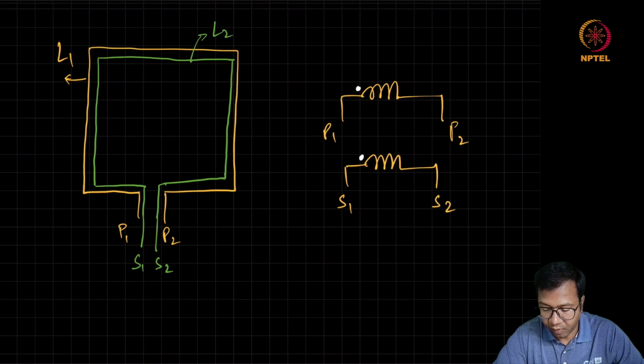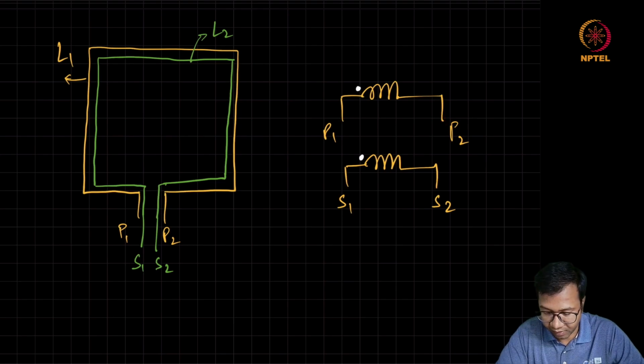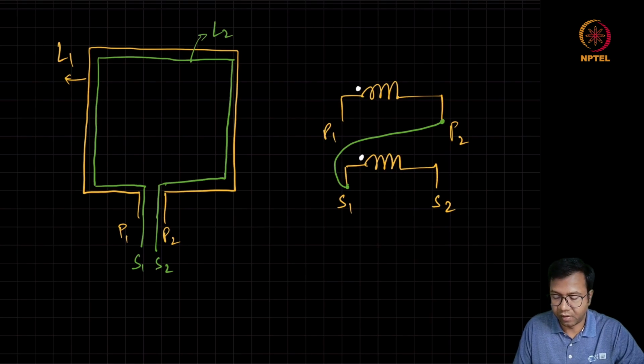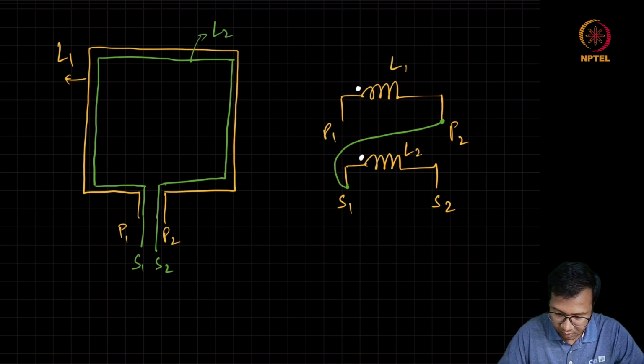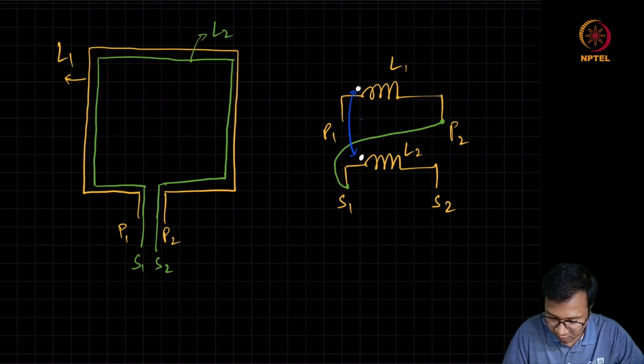And in such a scenario, if you want to connect these terminals in such a way that we get an increase in the effective inductance, we should then connect P2 to S1. If we do it like this, then the inductance between P1 and S2 is going to be, this is L1, L2. Let's say it has a coupling of K12 or a mutual inductance of M12.